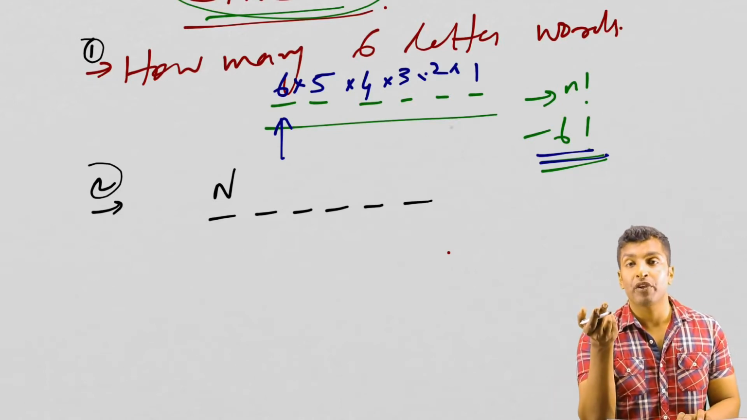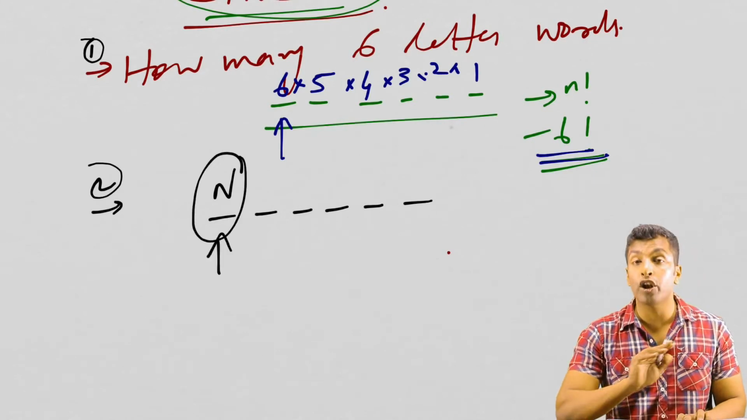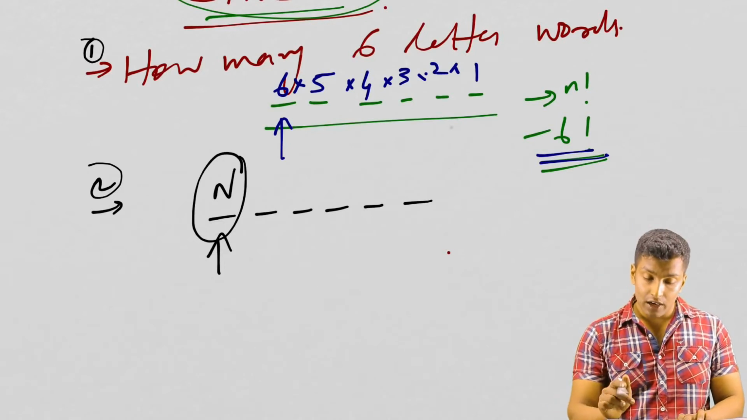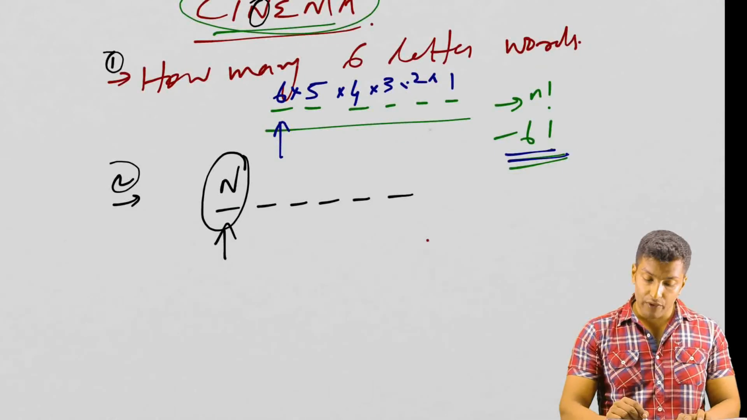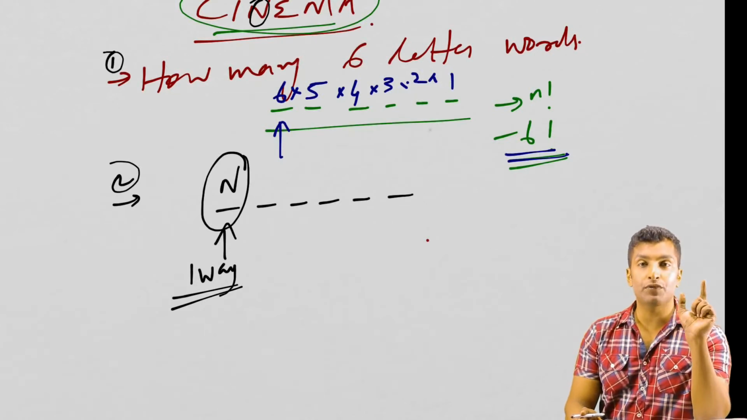So it should start with N. What does that mean? So with respect to the first position, you have no choice. And how many ways you can do this? You have only one N, right? You have only one N. So you have only one way. You have no other way in which you can fill the first place. So the first place is filled in one way.